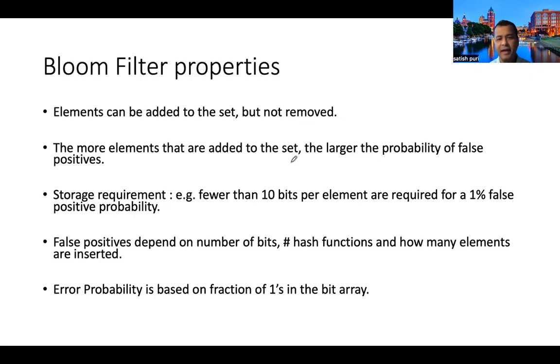Also, the more elements that are added to the Bloom filter, the larger the probability of false positive will be. There is a finite amount of space. If you keep adding elements to the Bloom filter, then a high percentage of the bits are going to be 1. And if the majority of the bits are 1, then false positive would also increase, because what are the chances that an arbitrary element hashes to 3 locations and you find them to be 1? So the chances actually increase as you enter more elements.